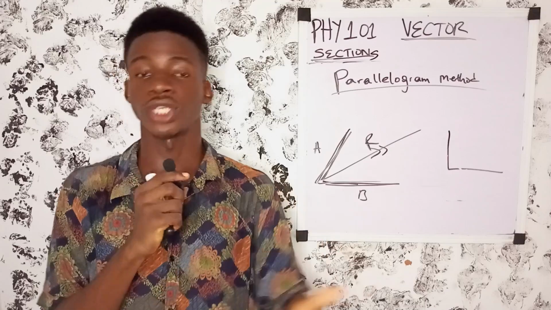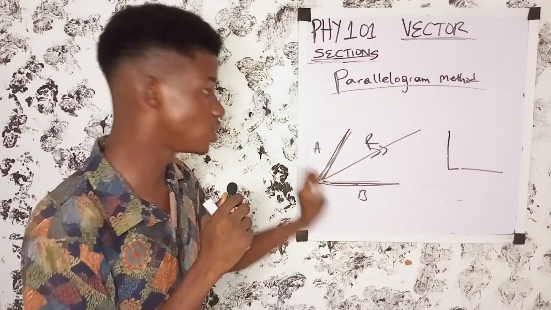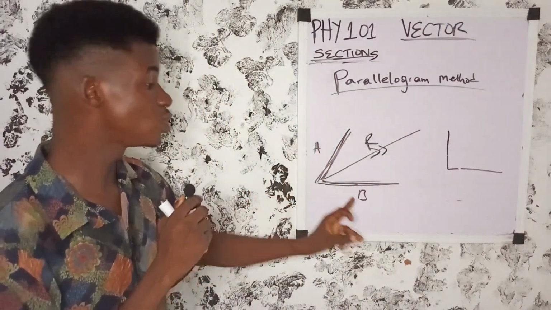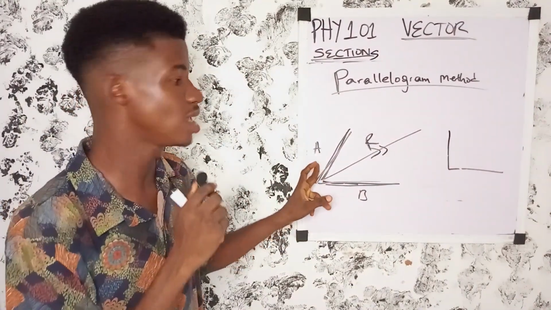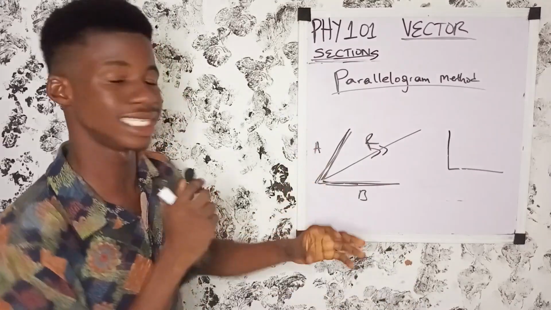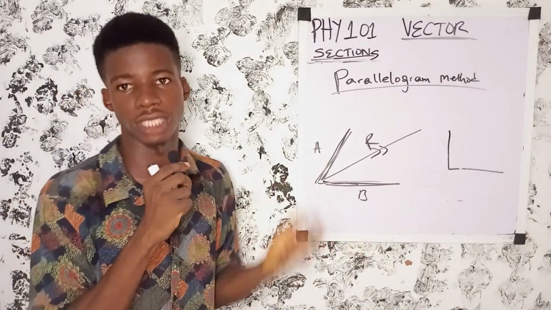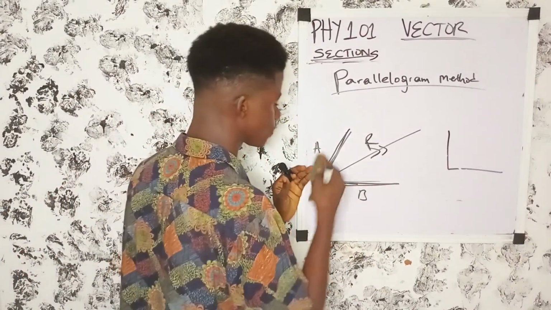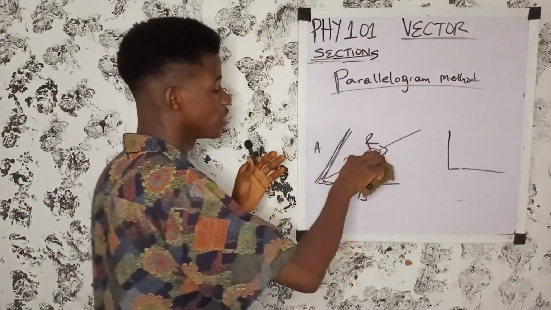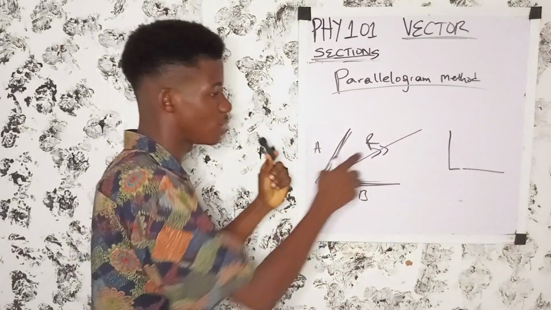R squared equals A squared plus B squared. But this is not that case. If you look at these two vectors, they are not inclined at 90. The angle at which they are inclined is less than 90. So we cannot use Pythagoras' theorem. What we are going to use is the cosine rule.